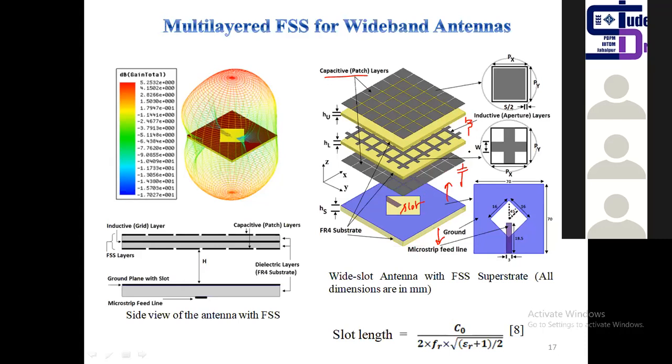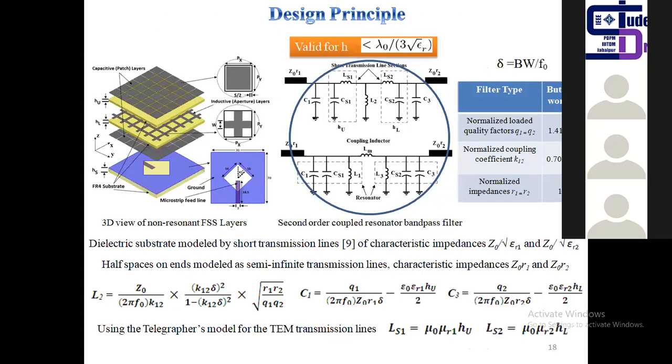That means a CLC structure. If you put the CLC in an equivalent circuit, you can see that the C capacitors are on the ends and the inductor is in the middle.